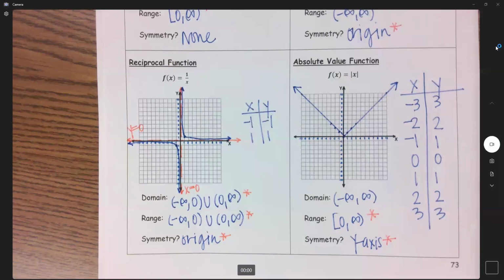So you need to be able to identify, is it an x squared, an x cubed, a square root, a reciprocal, a cubic root, or an absolute value?